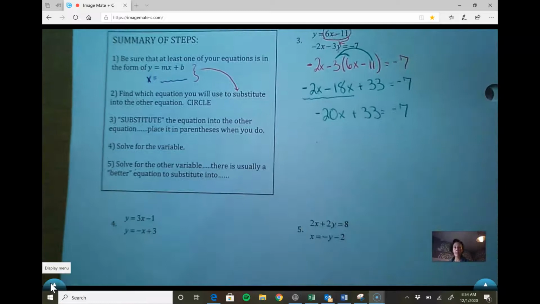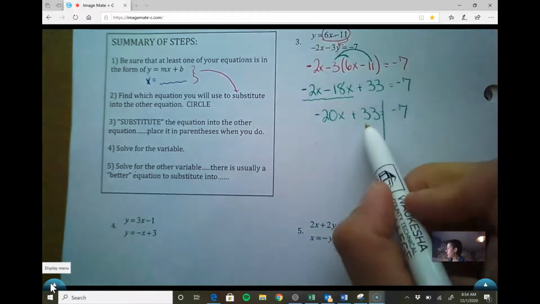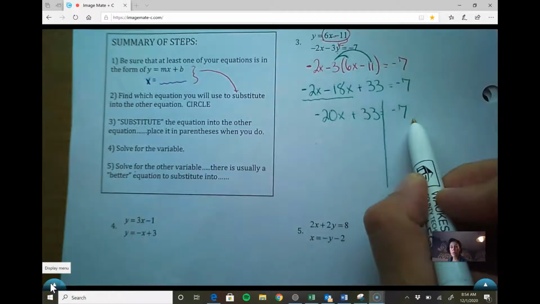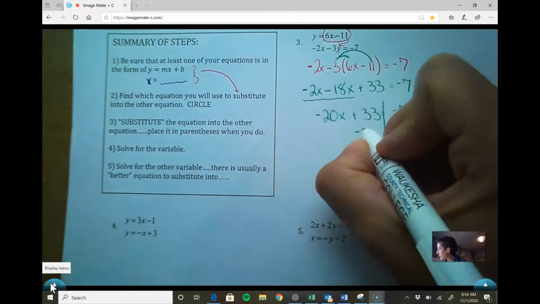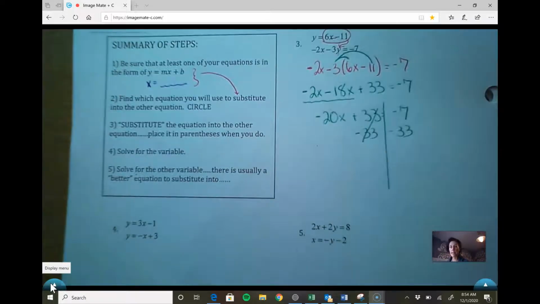And then from there, I need to solve and start getting x alone. So what I'm going to do first is take this 33 and move it over to join the negative 7. I'm going to do that by subtracting 33. And again, you can use a calculator. That's totally fine. Those would cancel out.